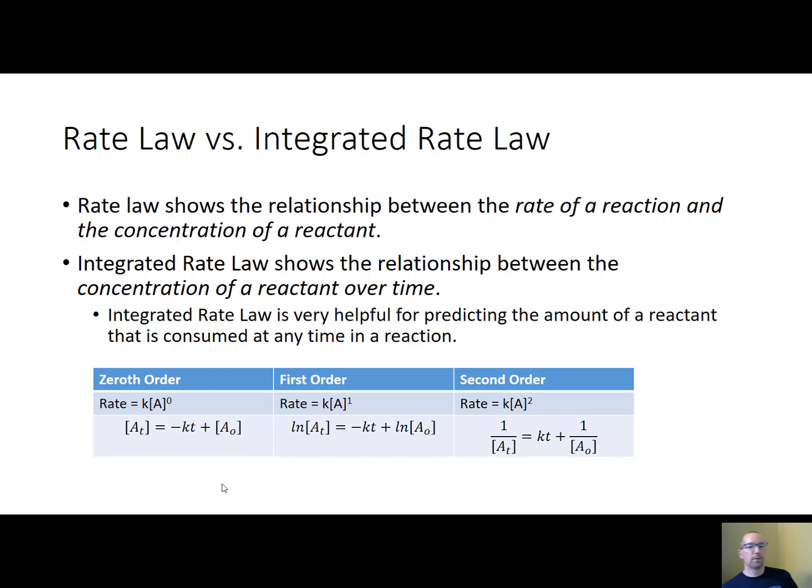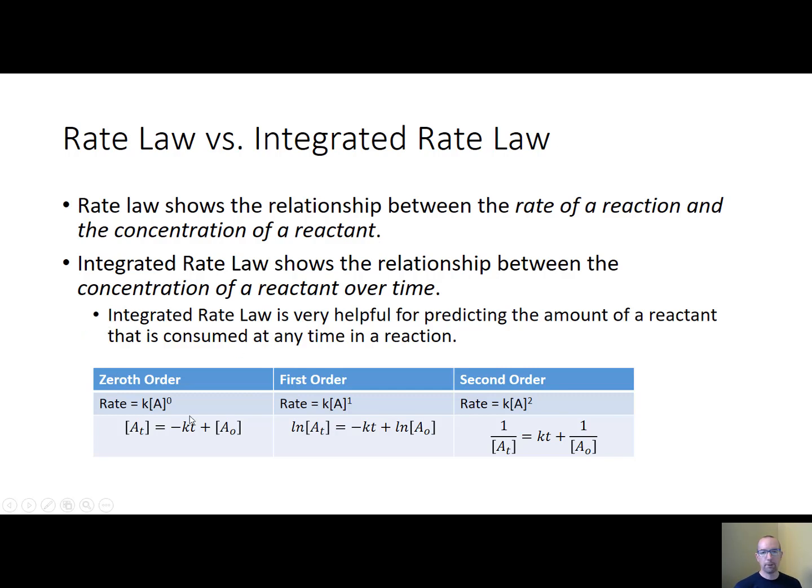So, the rate law versus the integrated rate law. What we just did there is find the rate law based on instantaneous or initial rates. The rate law is really good because it shows us a relationship between the rate of a reaction and the concentration of its reactant. However, sometimes we'd like to say: at some point after this reaction has started, what is the concentration of stuff that remains? That's an important thing to figure out. So we use an integrated rate law when we want to look at the relationship between the concentration of a reactant over time. The integrated rate law is really helpful for predicting that.